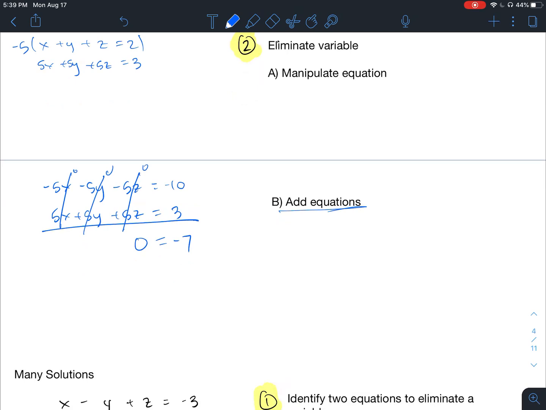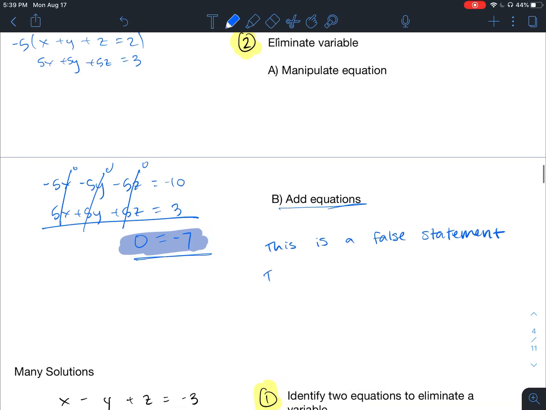Now, let's ask ourselves the question right here. Is this statement true? Does 0 equal negative 7? Hopefully you answered no. So this is a false statement. Therefore, we're not going to get a solution. We eliminated all the variables when we tried to add the equations, and we got a false statement. So the system has no solutions.